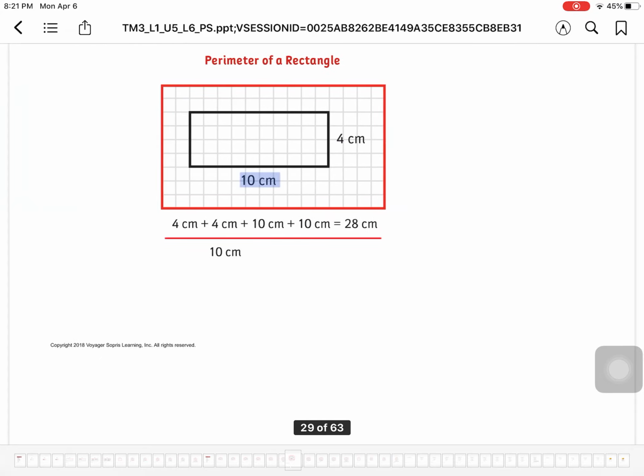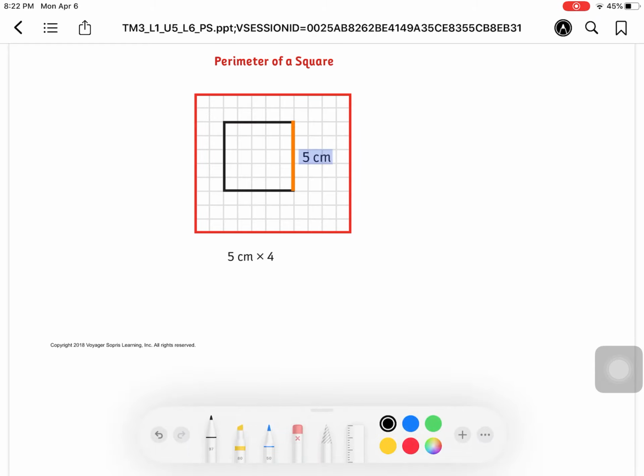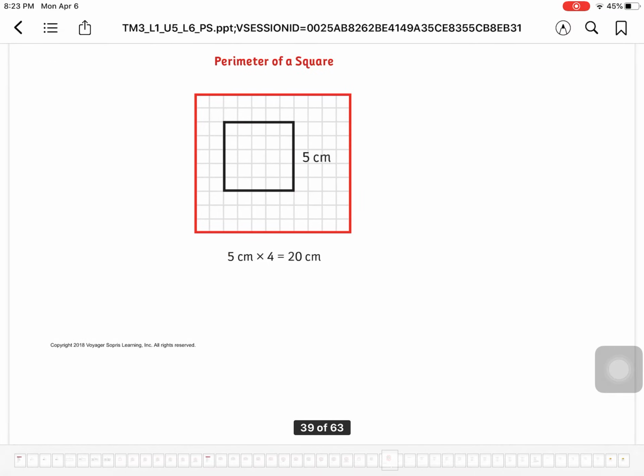Now what about a perimeter of a square? How do we do that? Well, in a square, we know that a square has all 4 sides that are the very same length. So if I know that side is 5, I could simply take the 5 and multiply it times 4, because there are 4 sides, 1, 2, 3, 4, on a square. So if I take 5 times 4, I'm going to get 20.